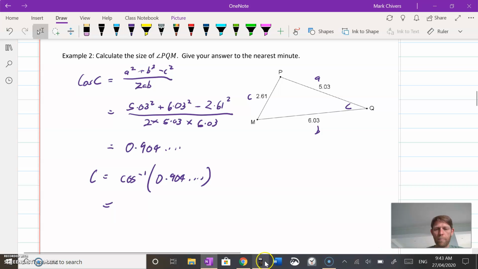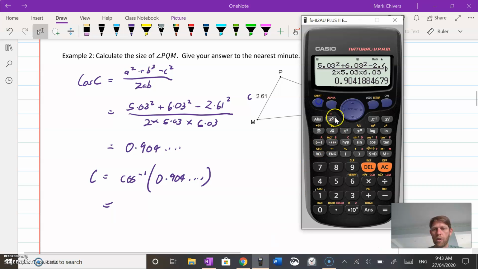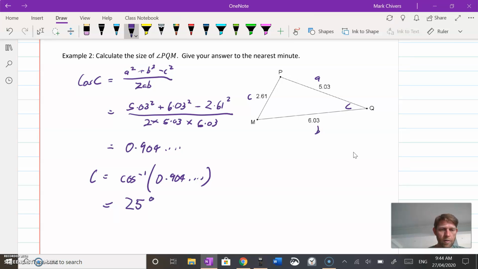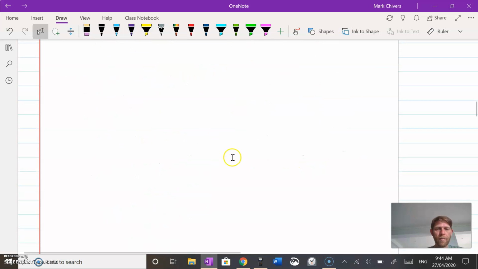And once again, really important you use that answer key here. So shift cos is going to help me find an angle. Answer is what I want to key in. And I press equals, and I'm going to get 25 degrees, 0.28, but I needed the answer to the nearest minute. So in this case, that's going to be 25 degrees, 17 minutes. And that's how we do that one.